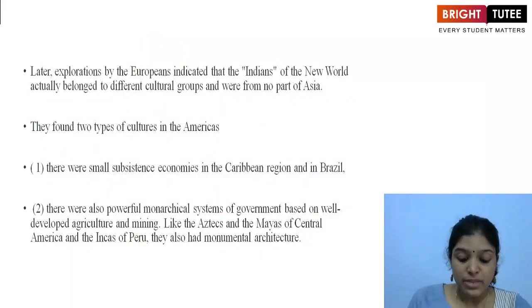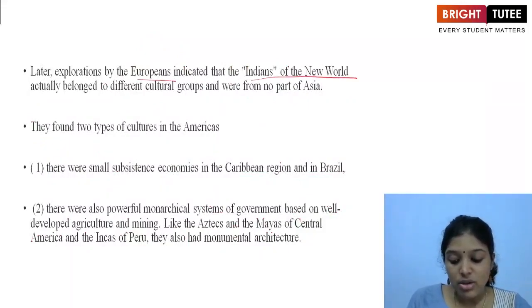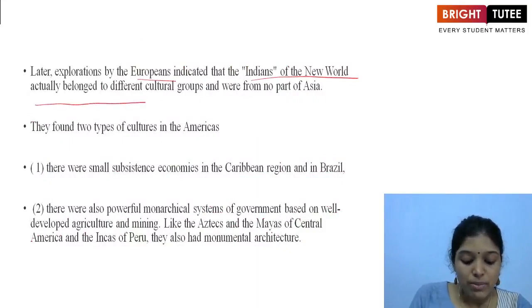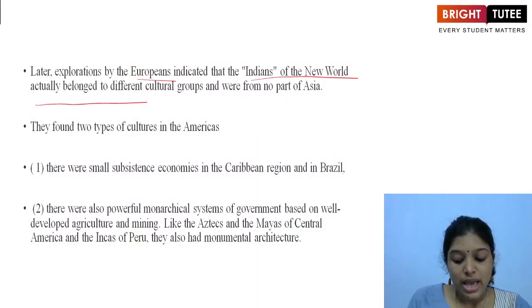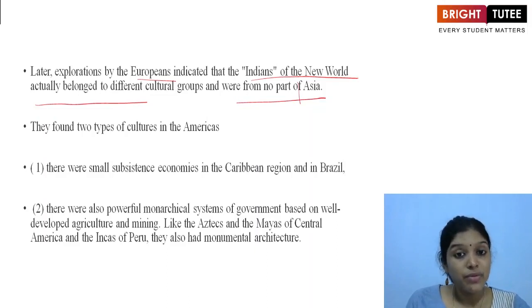And later explorations by Europeans indicated that the Indians of the New World actually belonged to different cultural groups and were from no part of Asia. So initially Columbus thinks that he has discovered this place which has been referred to by the great traveler Marco Polo, but very soon he realizes that it was no part of Asia that he had come to.